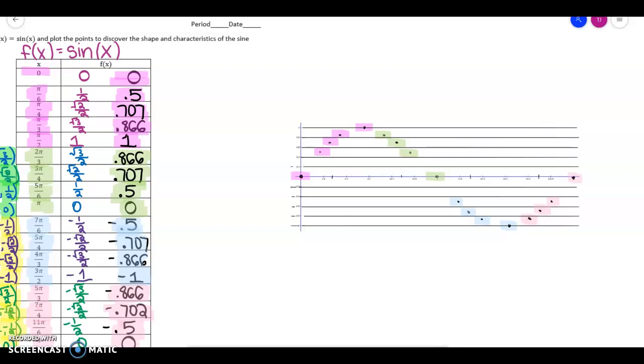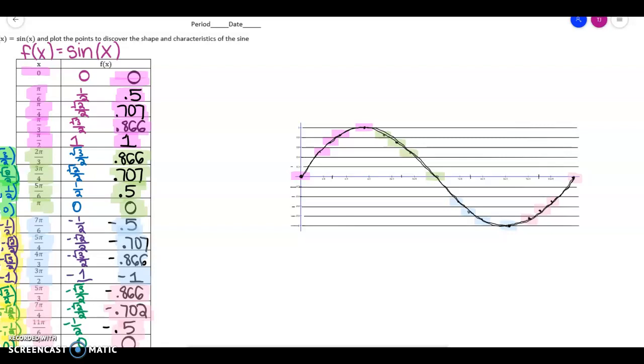So the reason why we plot all those points is because I want you guys to see exactly where the shape of this function comes from. Just like any other graph, once we plot all of our points, we're going to connect them with a smooth curve. Once you connect all of your points, this is what you end up with. This is called one period of our sine function.